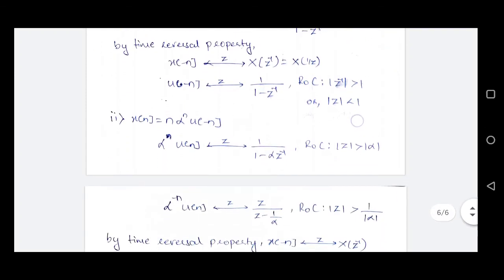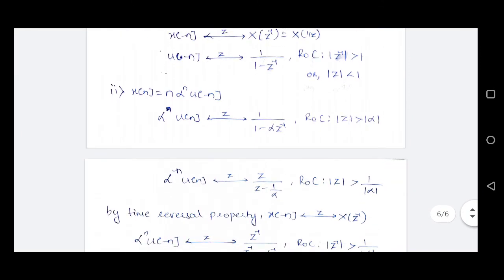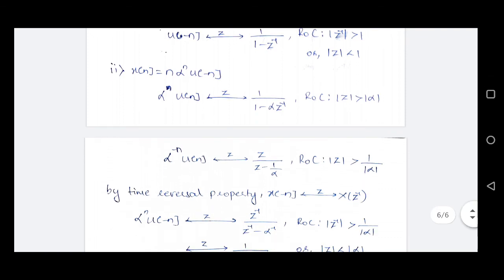For the second sequence, we'll consider x[n] equals n times alpha^n u[-n]. For the exponential sequence present on the right-hand side, we know its z transform is given by 1 divided by (1 - alpha z^-1). This is the z transform for the sequence alpha^n u[n], and the region of convergence will be mod of z greater than mod of alpha.